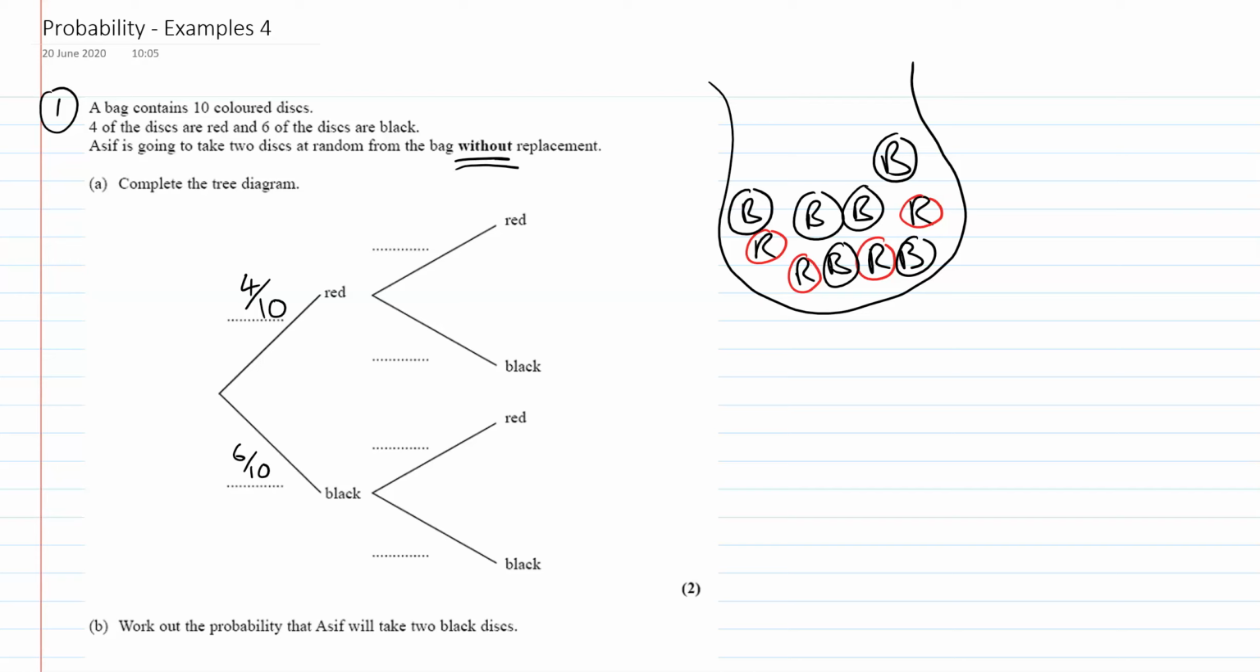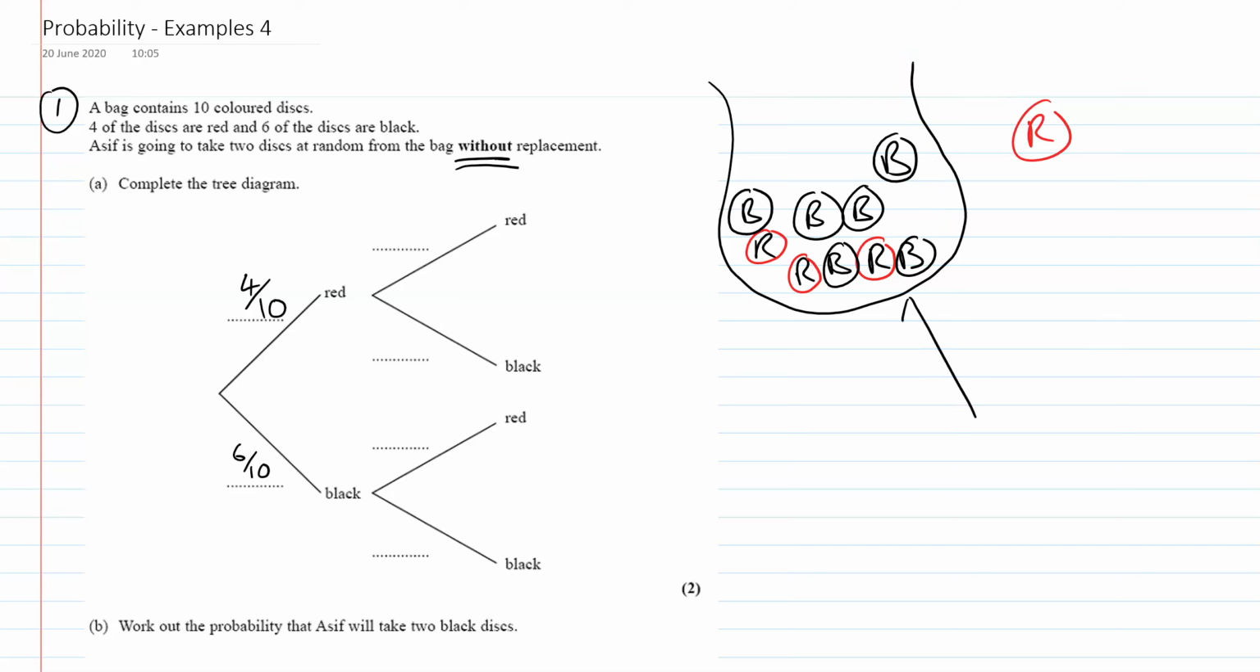So what will happen is, let's say we go down the top route, this way, and we take a red one out first. Normally, if we take a red one out, record its colour and then put it back in, the probabilities for the next bit would be exactly the same. There'd be 4 red and there'd be 6 black. However, that's not the case in this question, because once we take a red disc out, that red disc goes outside, so let's get rid of it, and we're not replacing it.